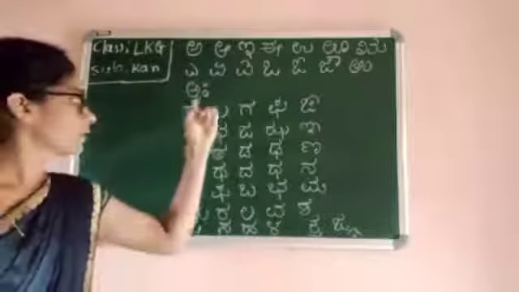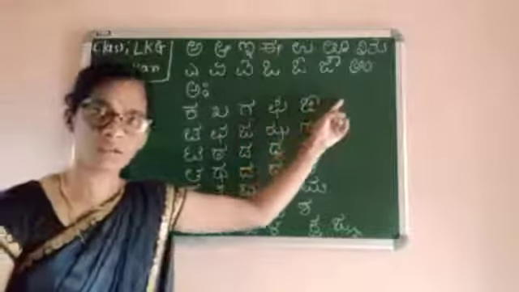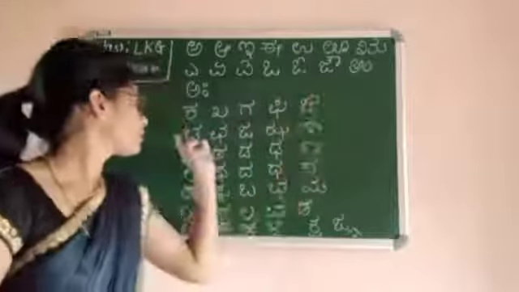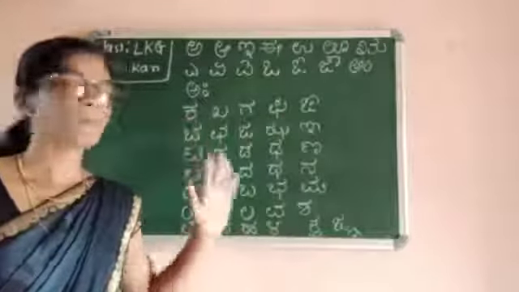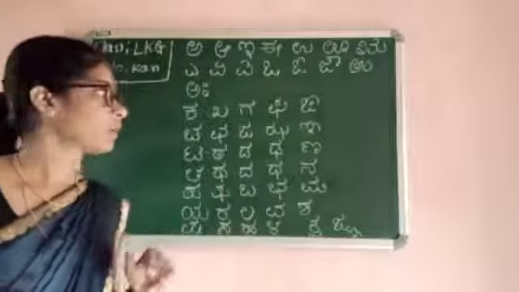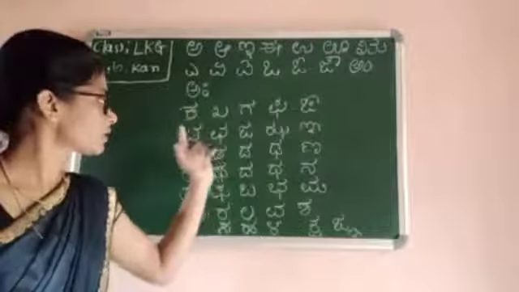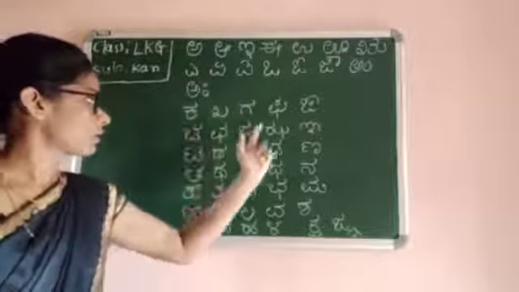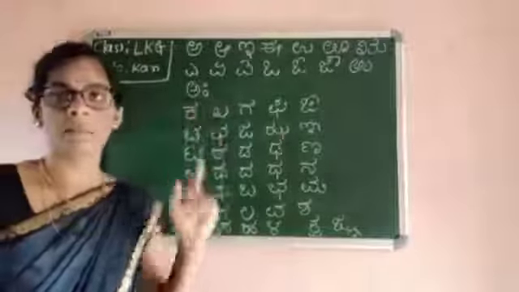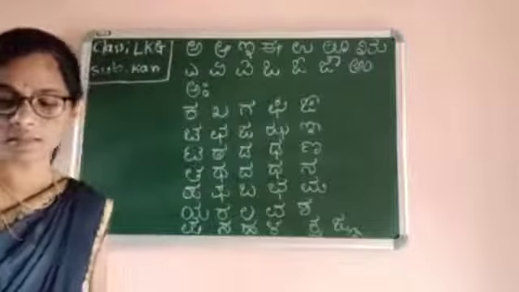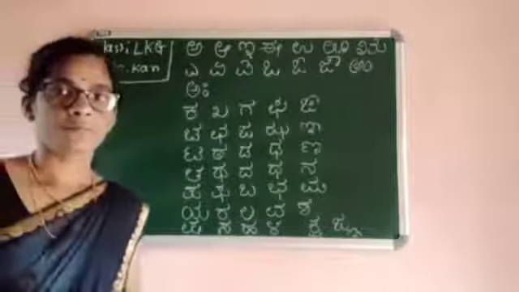If you write continuously, like kha kha ga ga ma, then next letter cha cha ja ja ya, that is the wrong method. Okay, you write like this: kha kha ga ga ga. Next you write cha cha cha ja ya. Five letters each line. Okay children, this is the method of how to write.